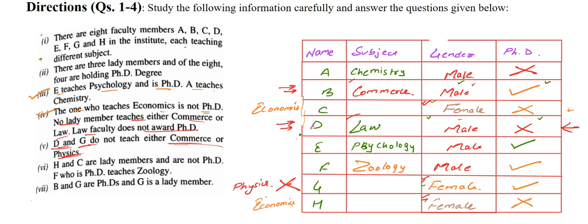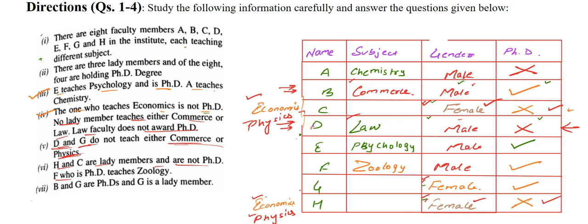So what we are left with is either C is teaching physics, or H is teaching physics. So you can check, we have two options for both C and H. C can teach either commerce or physics, H can teach either commerce or physics. So we have next, H and C are lady members. So let's check, H is female, C is also female. Then we have that they are not PhD. So C is not a PhD, H is also not a PhD.